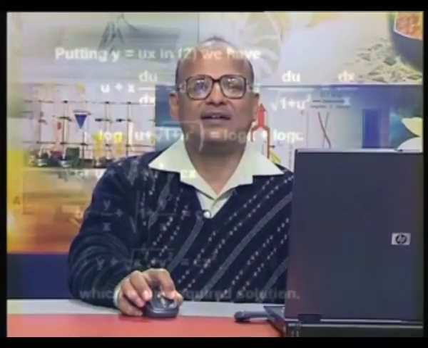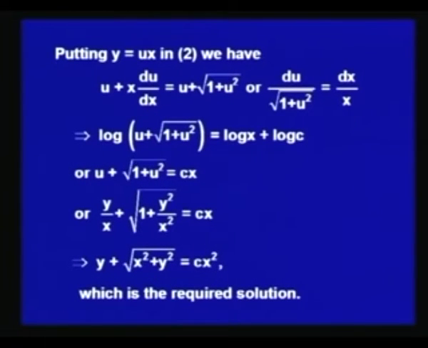Now, we will put y equal to ux here, and that will give us u plus x du by dx equal to u plus under root 1 plus u square. We can separate the variables u and x and get du by under root 1 plus u square equal to dx by x. When we integrate both sides, we get log of u plus under root 1 plus u square equal to log x plus the constant of integration, which we take here as log c. So, this will give us u plus under root 1 plus u square equal to cx.